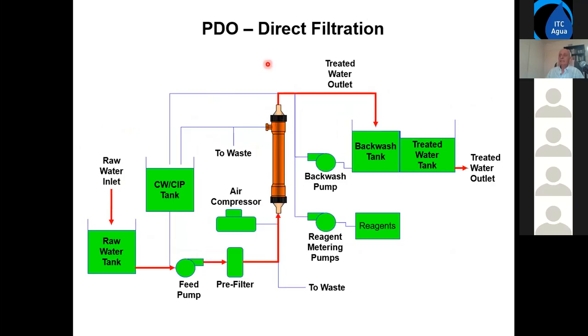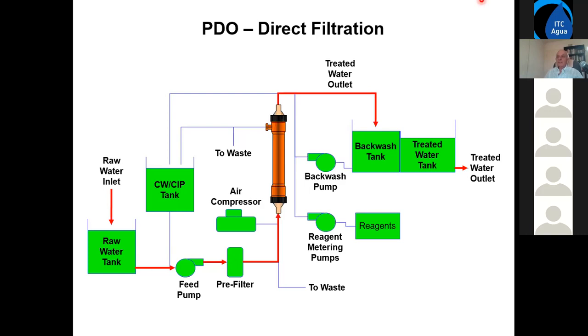Direct filtration again. This is the configuration of the unit. We have the raw water tank, feed pump, adding the chemicals for cleaning if necessary, and pre-filter. It's very important: all membrane filtration units have to have a pre-filter. The rating is usually 100 micron, and this is to prevent blockage of the capillaries or accumulation of large particles in the shell.